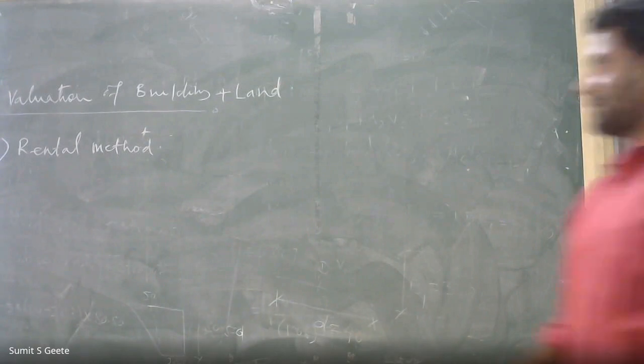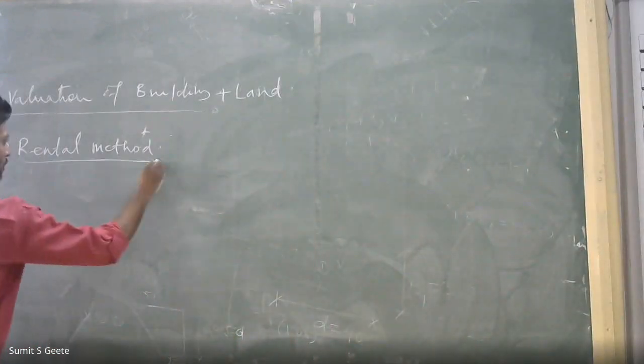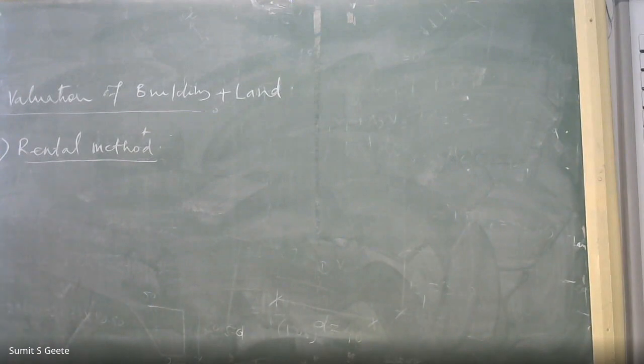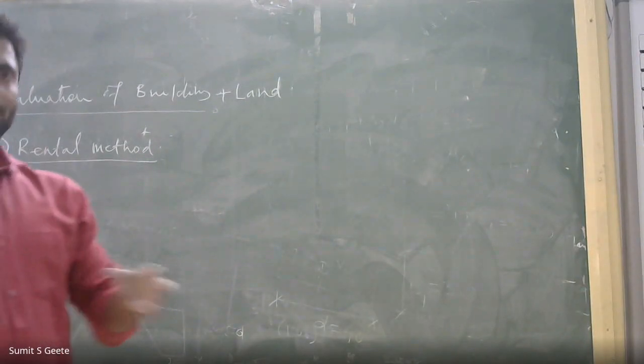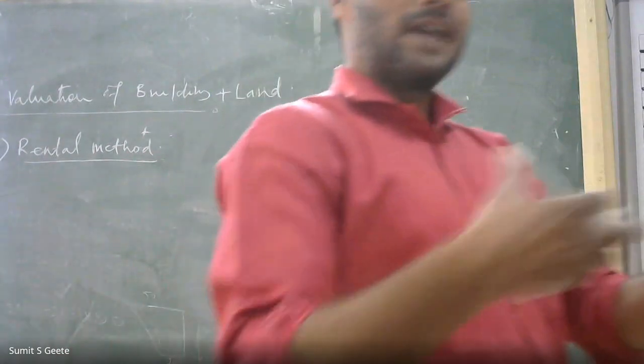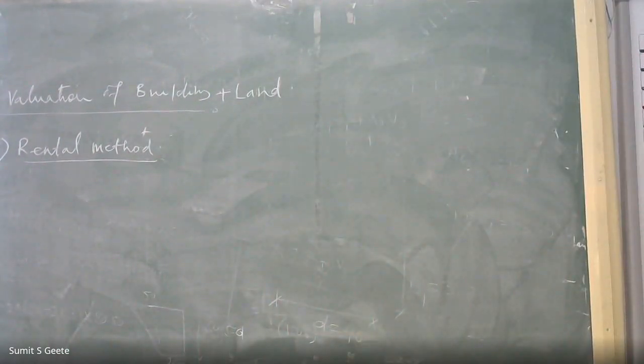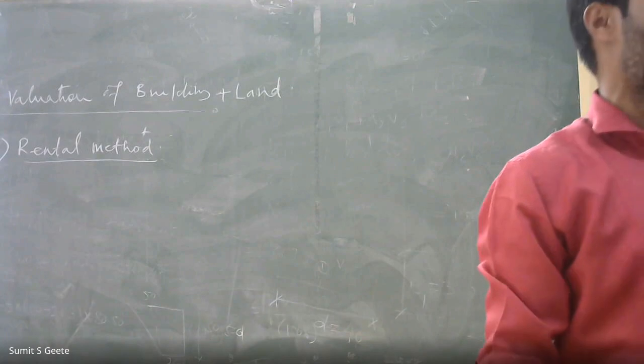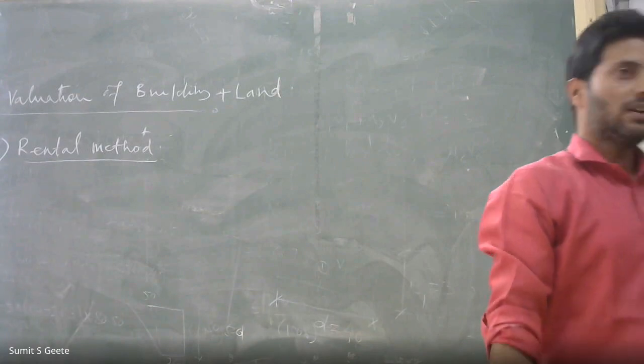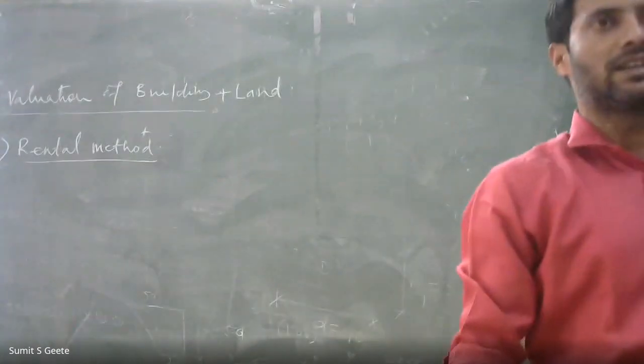Now, in this method, what will we do? Basically, we are finding out the capitalized value of that particular building. At the time of calculation of capitalized value, we simply multiply the net income from that building by year purchase. In case of year purchase, we have two options. First one is single rate year purchase. Double rate means when we also consider the sinking fund factor.